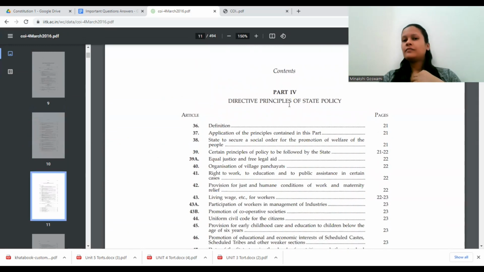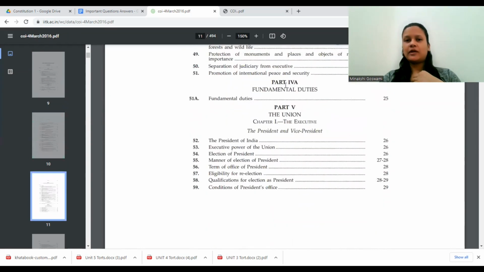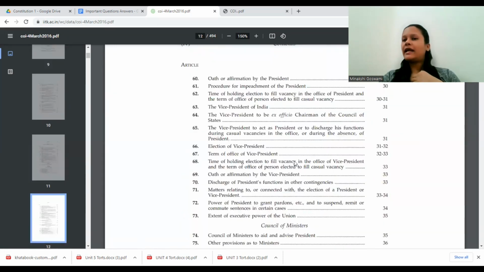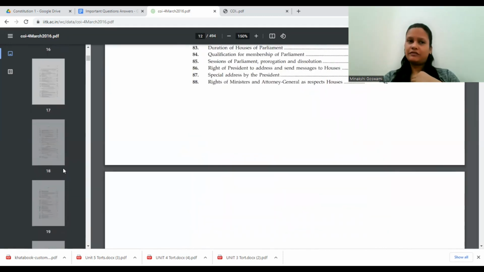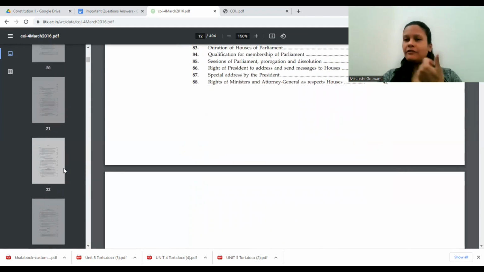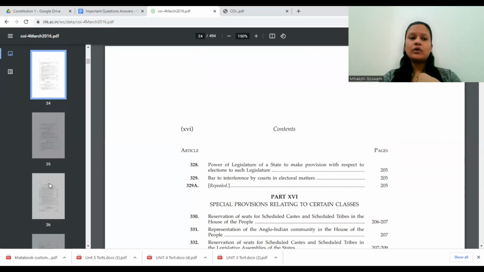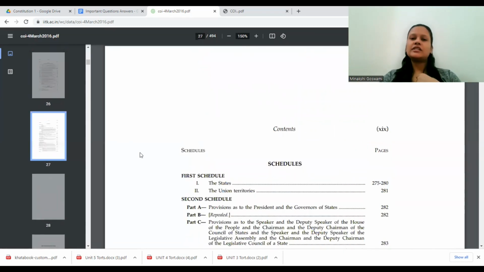See, Part 4, directive principles of state policy. Part 4A, fundamental duties. Part 5, Union. Like that, we have all the provisions given. Apart from parts and articles, we have one more thing that we see, which is nothing but schedules. In other legislations also, sometimes you will see schedules. In some legislations, schedules might not be there.